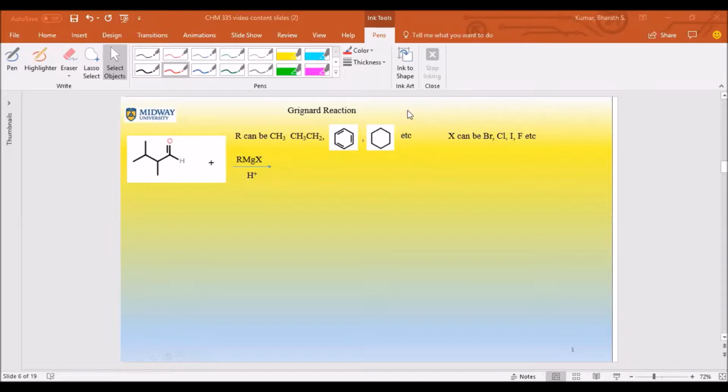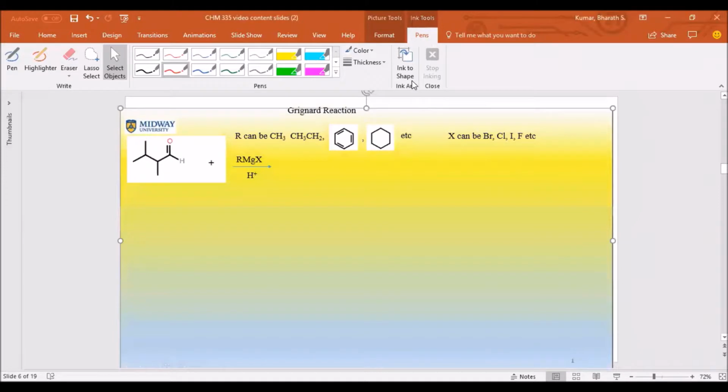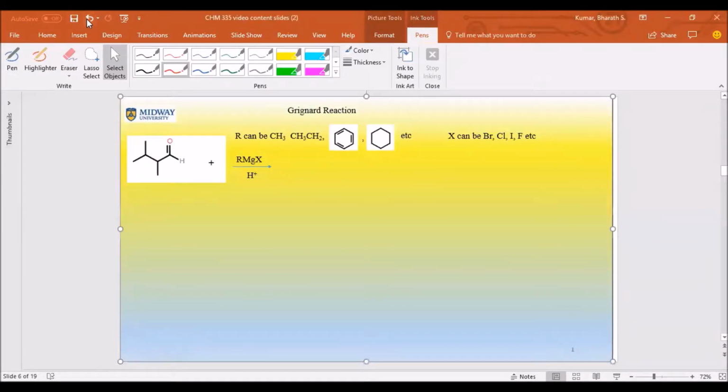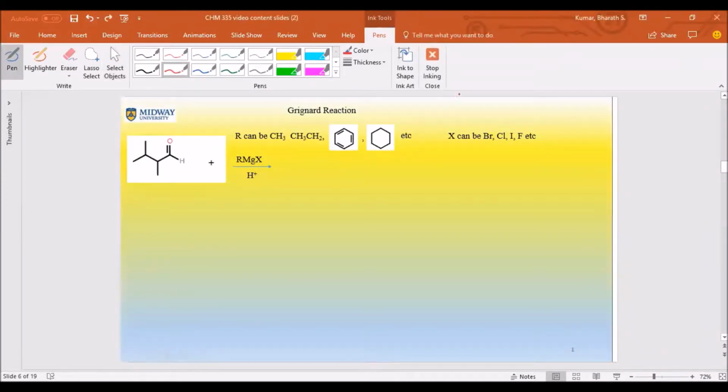Now, again, as with last time, I want to drive down the whole purpose of these two videos: if you're starting with a ketone, and you perform a Grignard reaction, you are going to get a tertiary alcohol as a product.